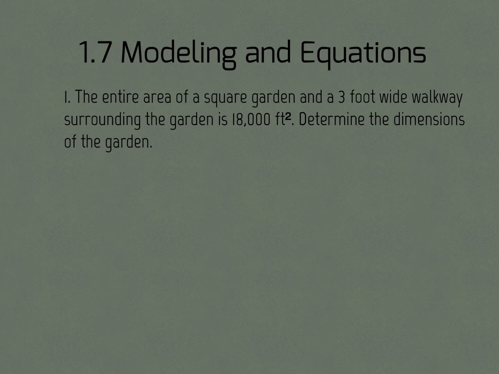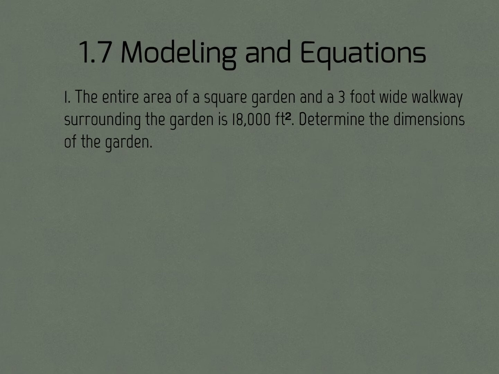Hey there, in this video we're going to just do a couple modeling problems. Our first one says that the entire area of a square garden and a 3-foot wide walkway surrounding the garden is 18,000 square feet. Determine the dimensions of the garden. Looking at that 18,000 number, I'm thinking, hey, probably need a calculator at some point here.